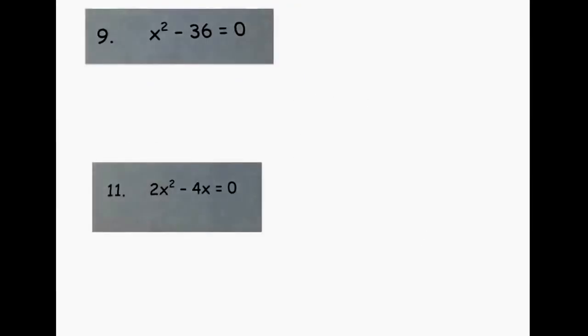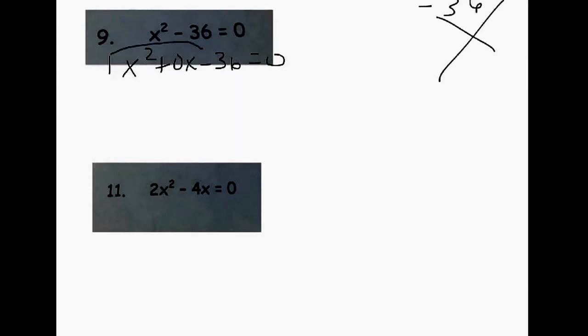Alright. Number 9, we may want to rewrite it. When we only have the two terms, we might want to rewrite it. It's missing the middle term, so that's 0x minus 36. Everything is on the left, so we're ready to start. 1 times negative 36 is negative 36 on top, with a 0 on the bottom.